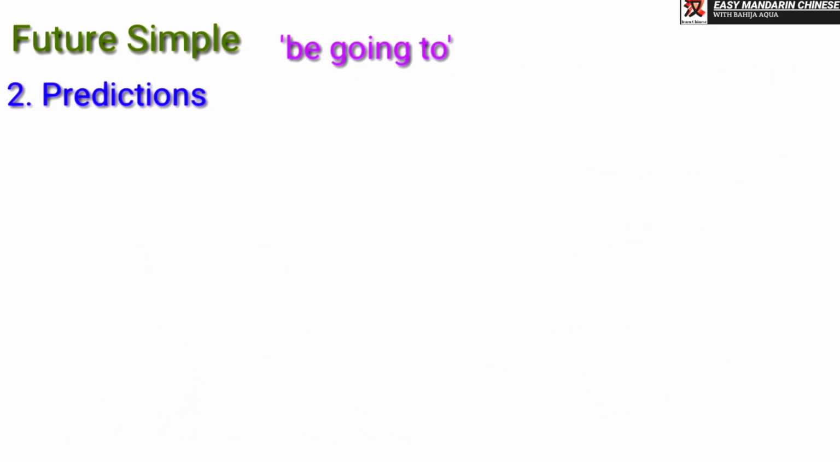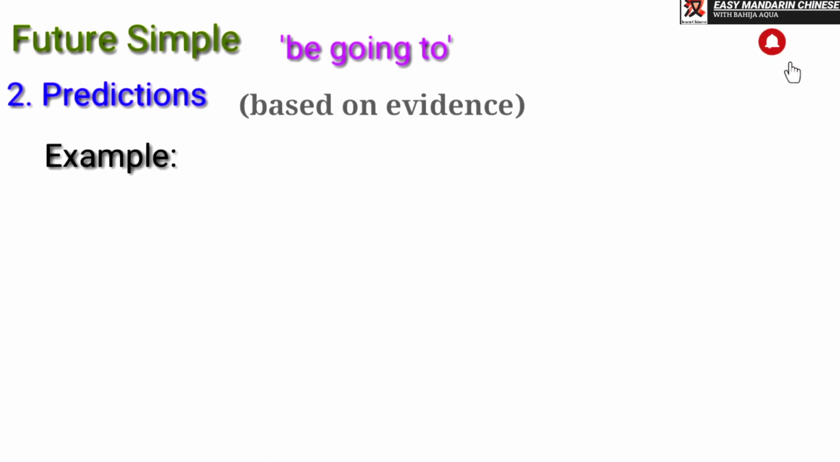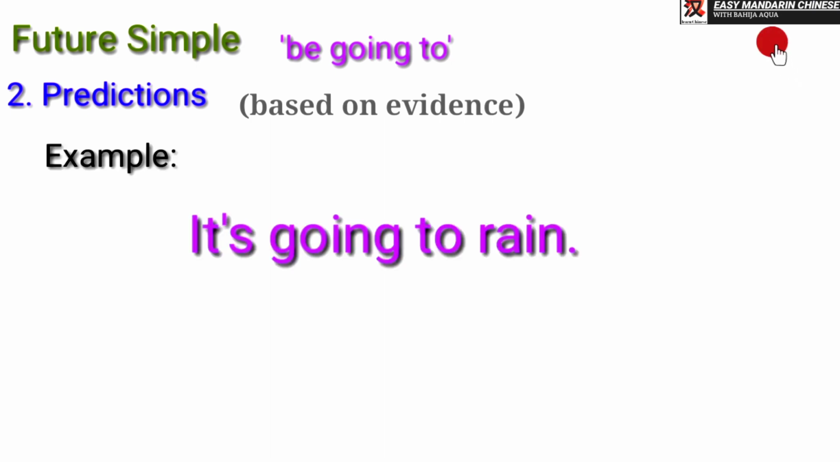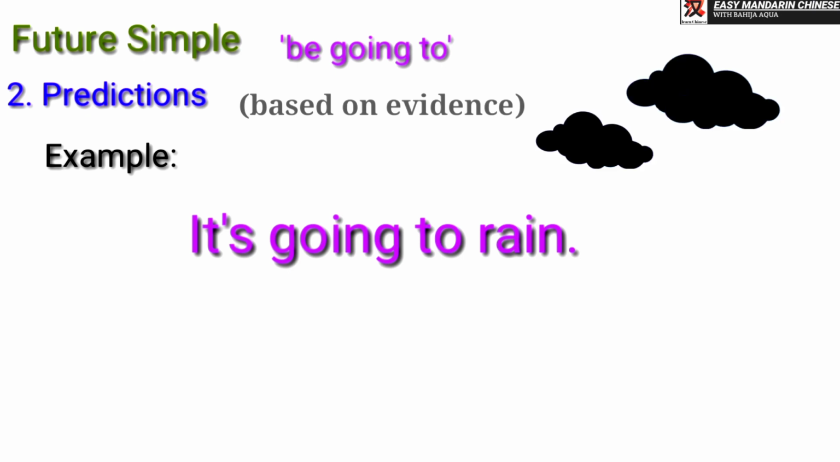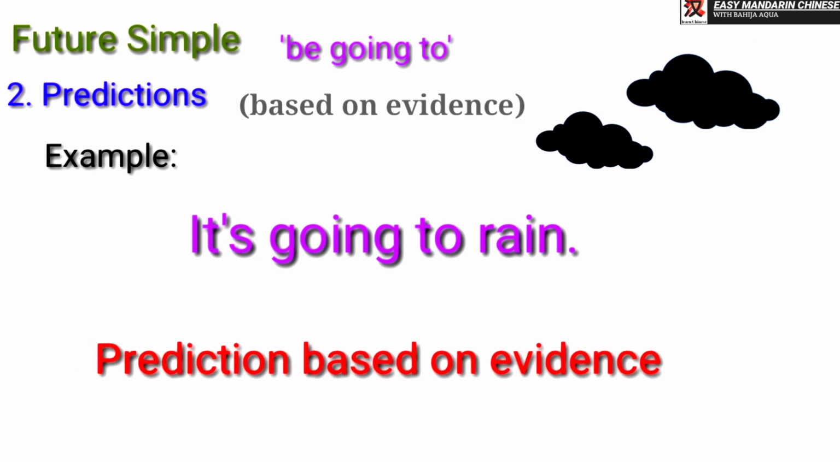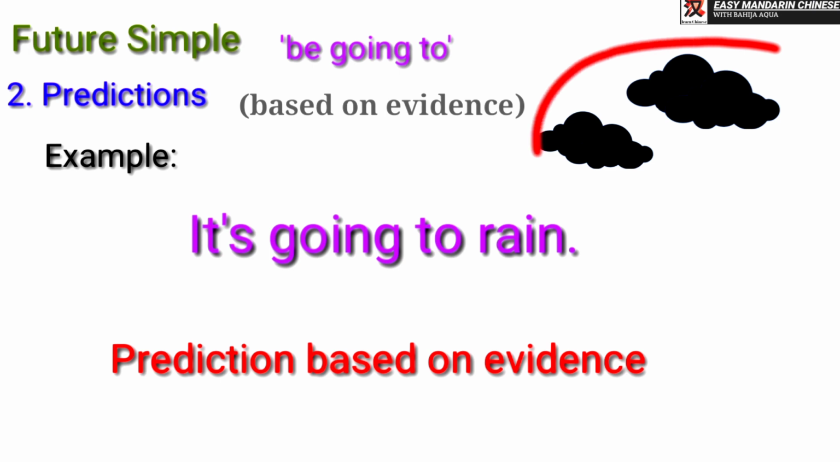Predictions. We use be going to predict something that we think is certain to happen or which we have evidence for. Example, it's going to rain. The speaker probably saw dark clouds. The speaker's prediction here is based on a fact, which is the dark clouds. It's different from the general predictions we express using will.